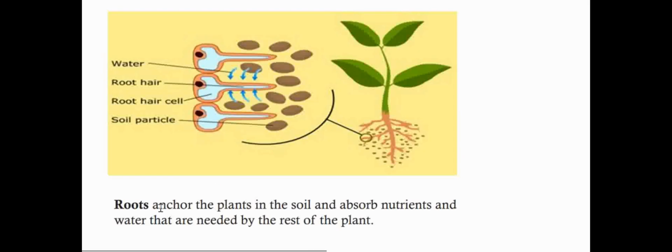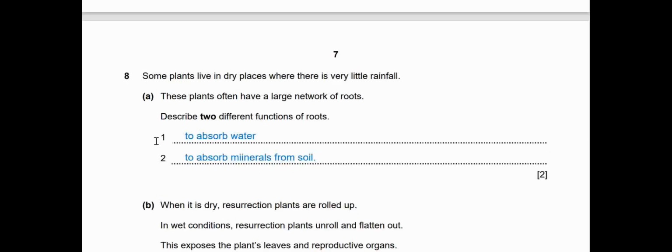Question 8. Some plants live in dry places where there is very little rainfall. Question A. These plants often have a large network of roots. Describe two different functions of roots. Well, the function of roots is to anchor the plants in the soil and absorb nutrients and water that are needed by the rest of the plant. So we type this down. Here we go, 1 to absorb water and 2 to absorb minerals from soil.